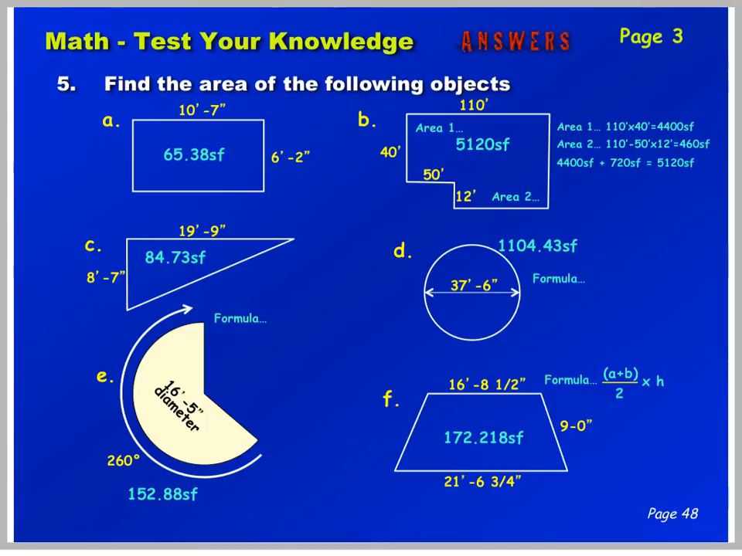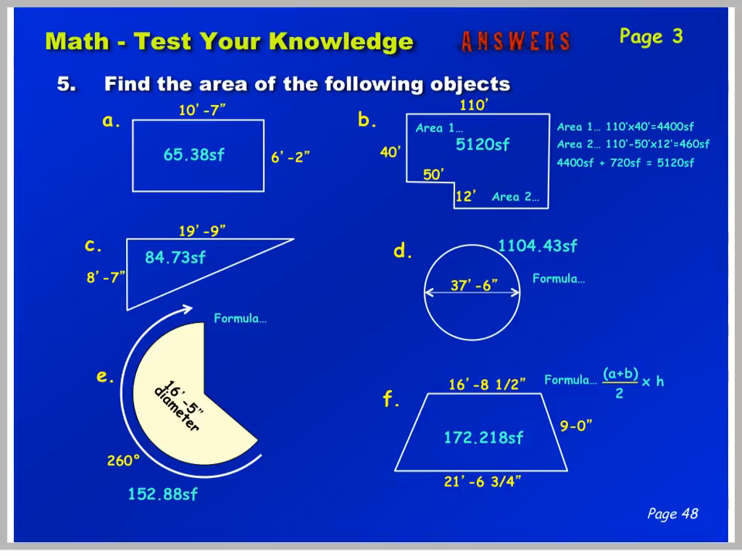Question number 5. Find the area of the following objects. A. It's real simple. Just multiply 10 foot 7 by 6 foot 2 and you'll get 65.38 square feet. B is a little bit more interesting. Remember when we talked about dividing things into area 1 and area 2. And when you do that, you get 110 by 40 gives you 4,400 square feet. Area 2 is 110 minus this 50 times 12 gets you 640 square foot. You add the two together and you get 5,120 square feet.